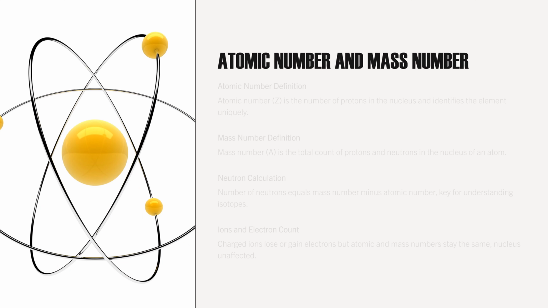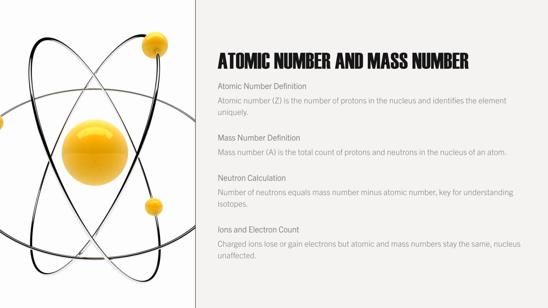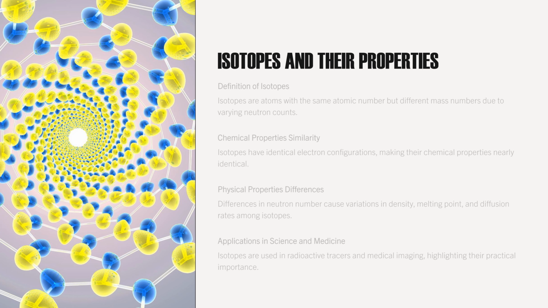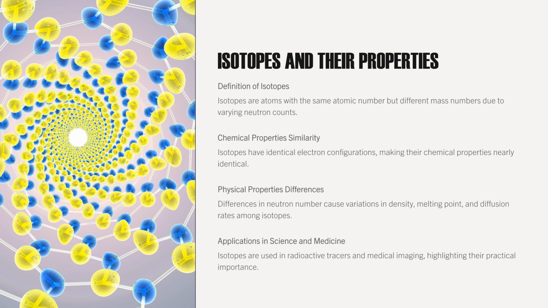Atomic number, symbol Z, is defined as the number of protons in the nucleus of an atom and uniquely identifies an element. In a neutral atom, the atomic number also equals the number of electrons. Mass number, symbol A, is the total number of protons and neutrons in the nucleus. Isotopes are atoms of the same element that have the same atomic number but different mass numbers due to different numbers of neutrons.